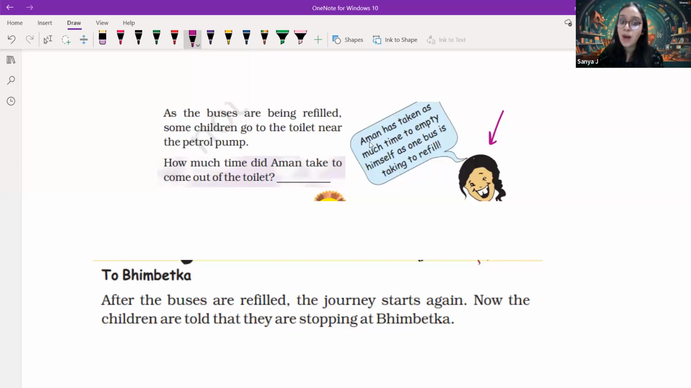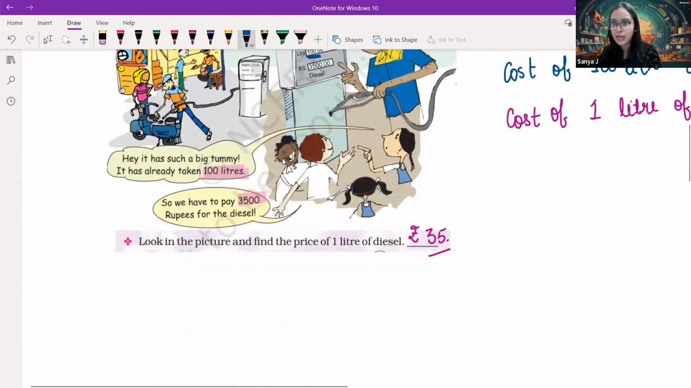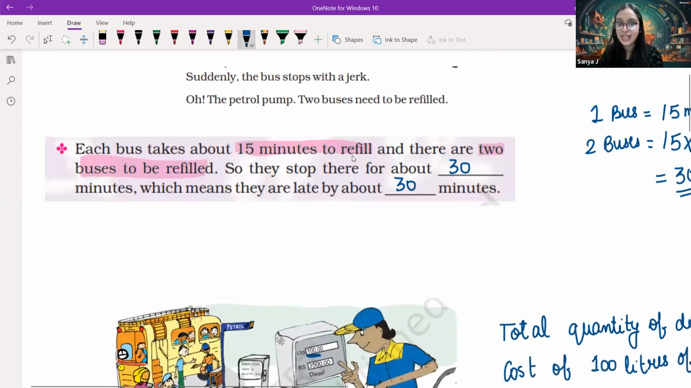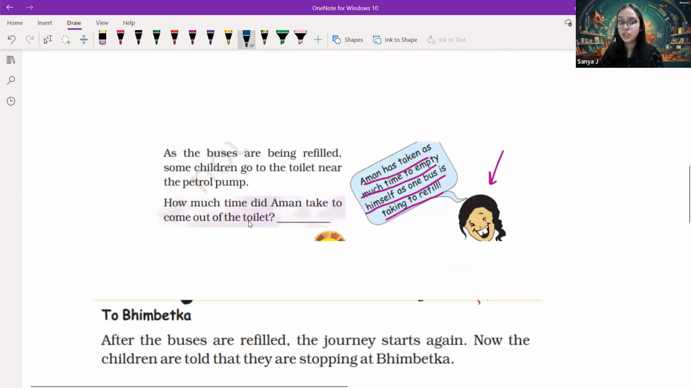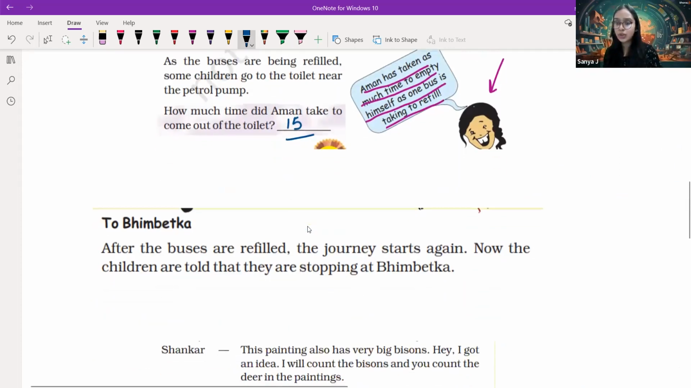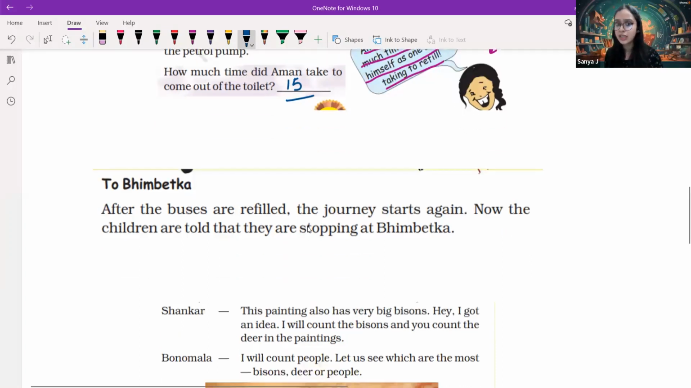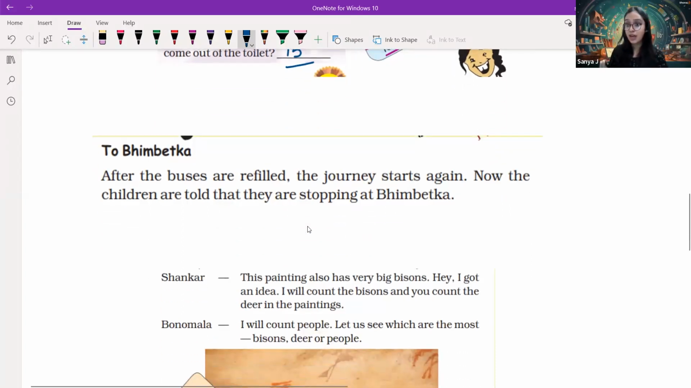She says that Aman has taken as much time to empty himself as one bus is taking to refill. So what's the time one bus is taking to refill? Do you remember? Yes, that was 15 minutes. So Aman has taken the same time. He came out of the toilet in 15 minutes. Now that the buses are refilled with diesel, we will continue our journey. And you remember in the last video, we discussed that they will have a stop at a place called Bimbetka.